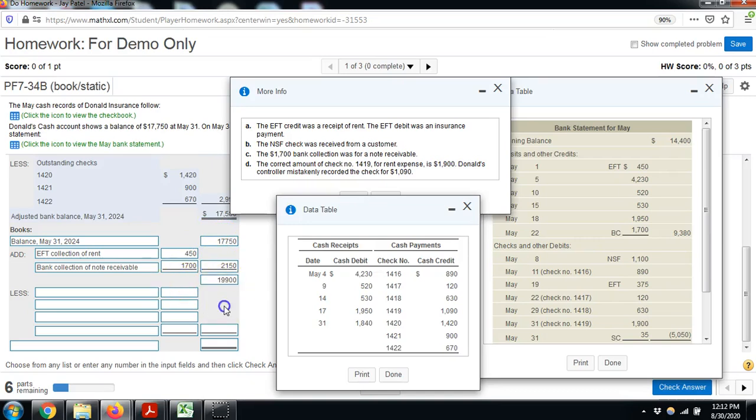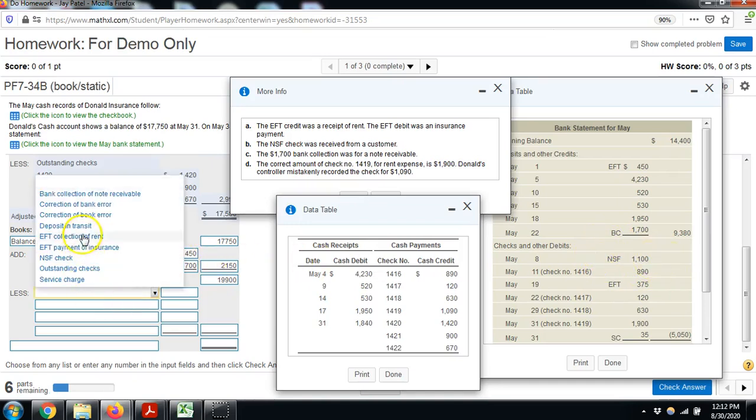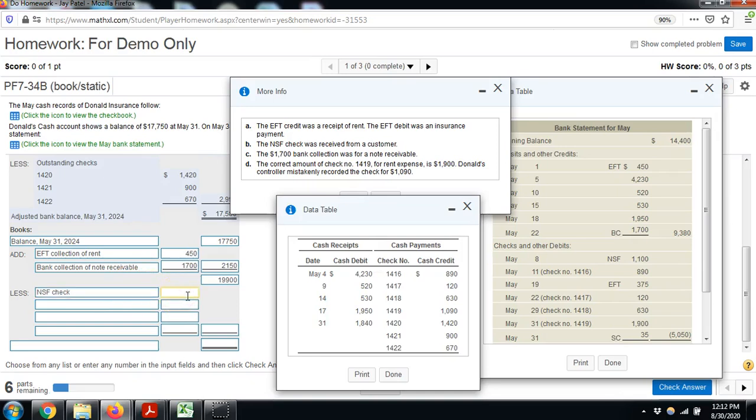Okay, so now what do we have to subtract? Let's look down here. So we have this NSF check that needs to come out because our book balance assumed that we will get this $1,100 when we deposited it. So we basically debited our cash balance when we received this check, assuming that the cash was going to come in, but when the bank actually tried to deposit it, it wasn't there, so we have to back that cash receipt out of our book balance. So let's do NSF check, 1100.